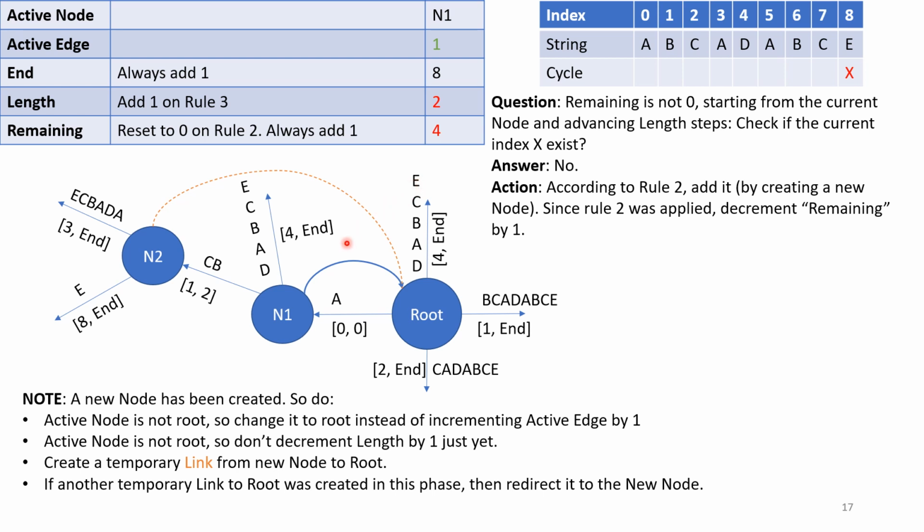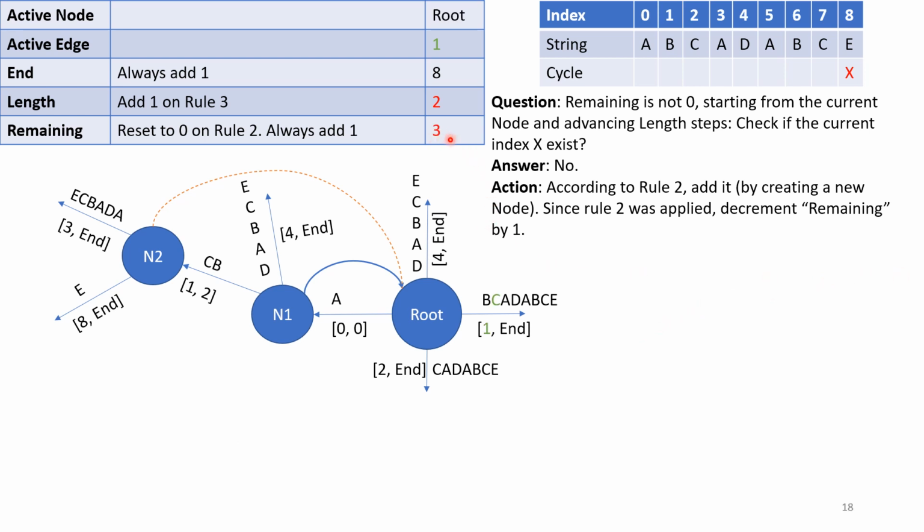And because a new node has been created, we'll check if the active node is root. Well, in this case, it is not. It's N1, so we'll change it to root instead of incrementing the edge by 1, and we won't decrement length just yet. So since it's a new node, we'll point it to root as our temporary link, and note that if we create another node in this step, we'll need to fix this link. So let's see how that looks.